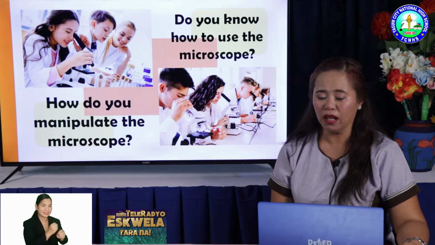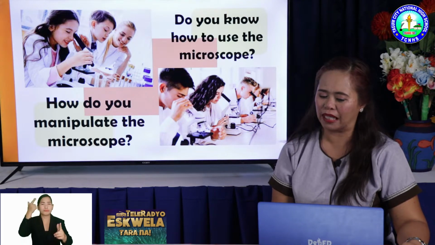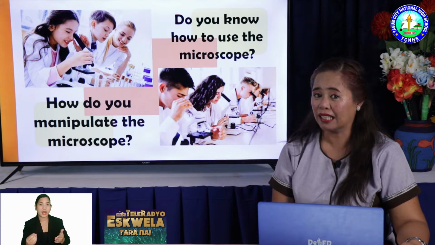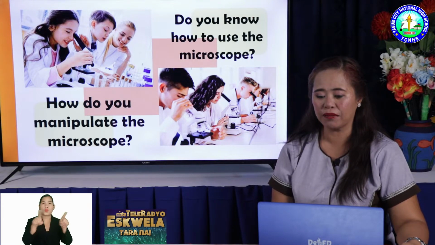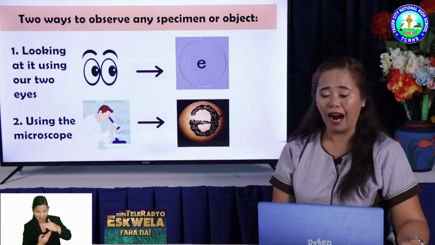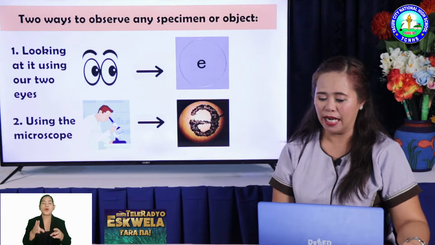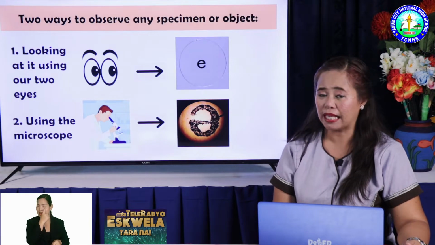Open your module on page 5. The goal of this activity is to compare the images of the objects seen by the unaided eye and under the microscope, and to compute the magnification of the object observed under the microscope. There are ways to observe any specimen or object. First is by looking at it using your own eyes and by using the microscope.